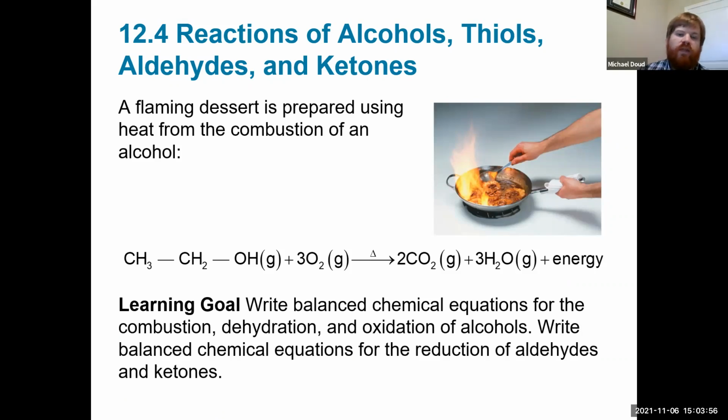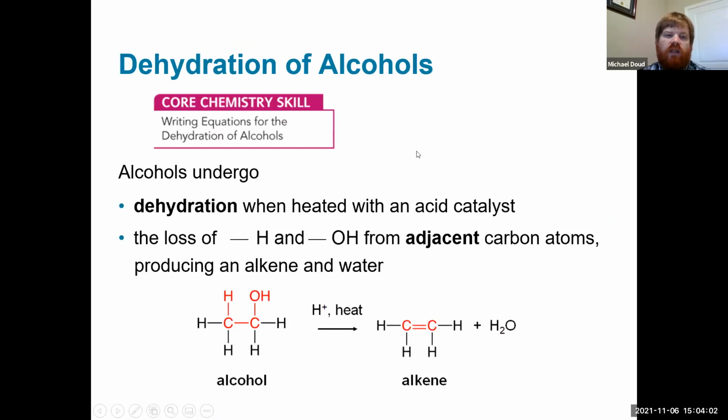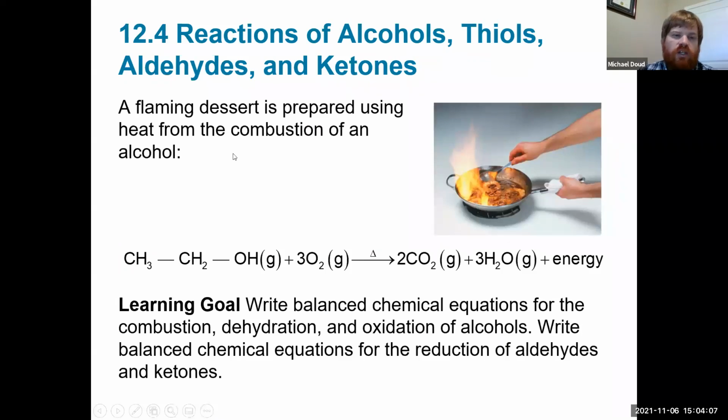So, okay, one thing that we're going to have is combustion. We'll mention combustion here very briefly, but basically, remember, combustion was when we took a hydrocarbon, reacted with oxygen, and produced carbon dioxide and water. Well, now we can do the same thing, but this time with an alcohol, for example.